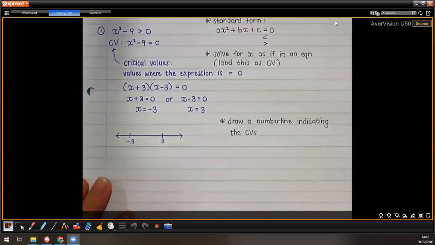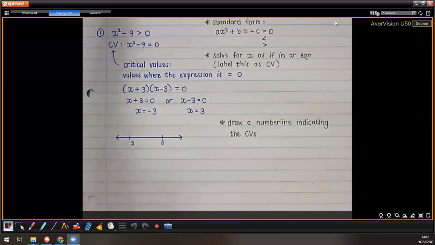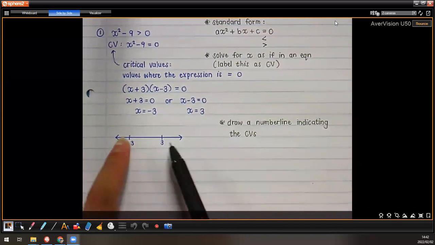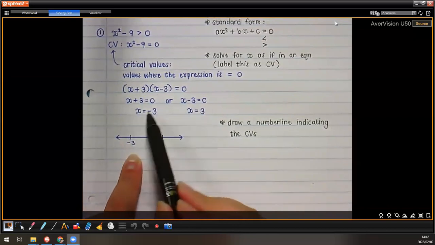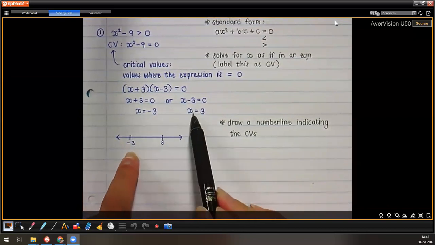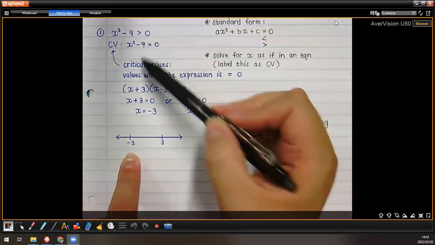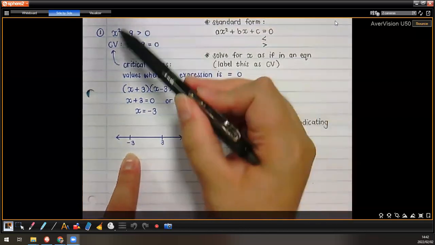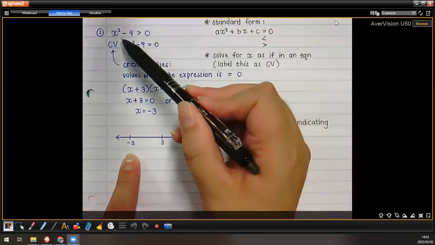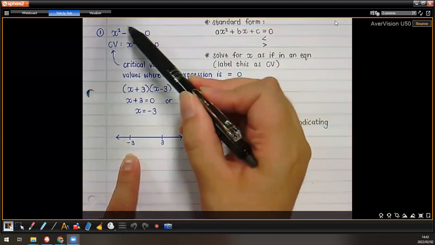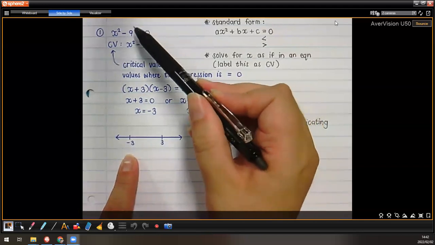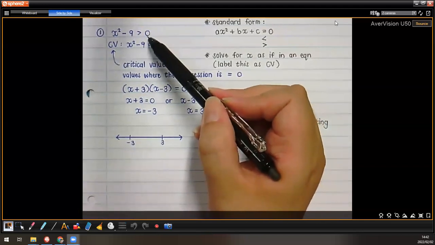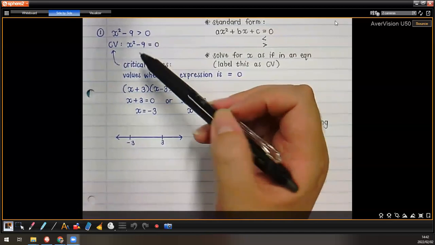Now, guys, we need to just go back up to the actual question. Remember that these critical values are values of x. When we solved here, we got that x is negative 3 or x is positive 3. But guys, that's not the answer to the original question. The original question is asking, what does x be for x squared minus 9 to be bigger than 0? Do we agree that if a number is bigger than 0, it's a positive number?